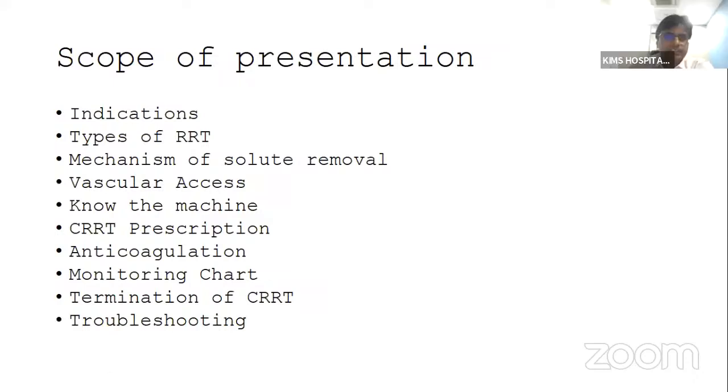So in this presentation, we shall discuss the indications of CRRT, types of RRT, mechanism of solute removal, vascular access, knowing briefly about the machine, CRRT prescription, anticoagulation of the CRRT circuit, monitoring chart on CRRT, termination of CRRT, and troubleshooting. We'll go briefly through all these topics because each topic is around a 1 hour topic. We'll go very briefly. Indications of CRRT.